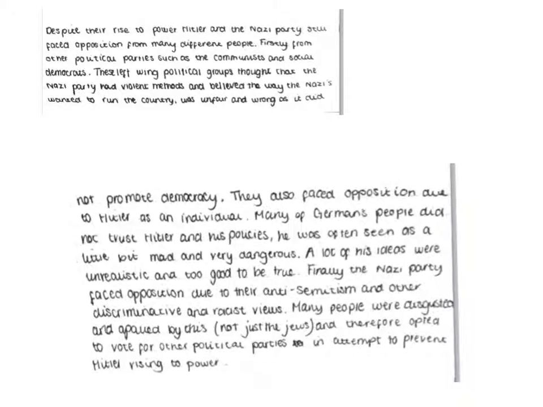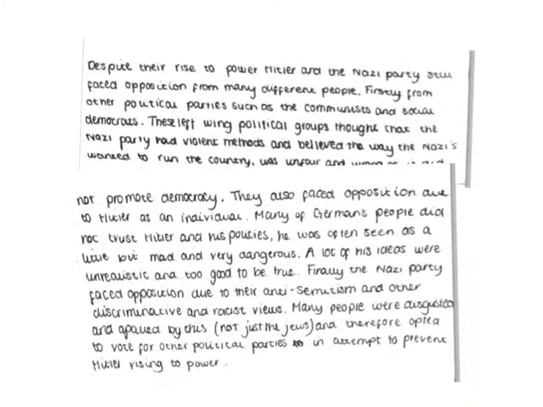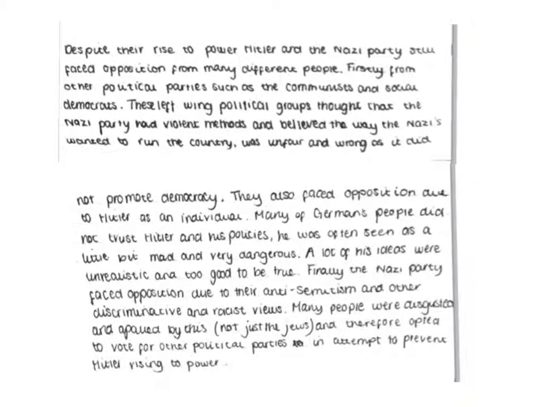One final one to look at, and again we need to make this a little bit bigger. This is in 2 sections. We can match them up, something like that. Despite their rise to power, Hitler and the Nazis still faced opposition from many different people. Firstly, other political parties, such as the Communists and the Social Democrats. So there we've got one aspect.